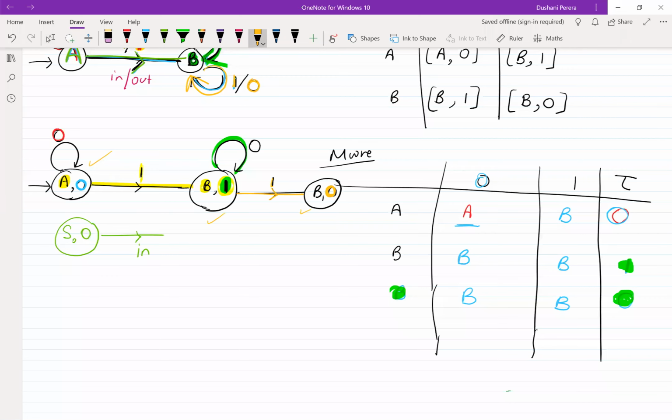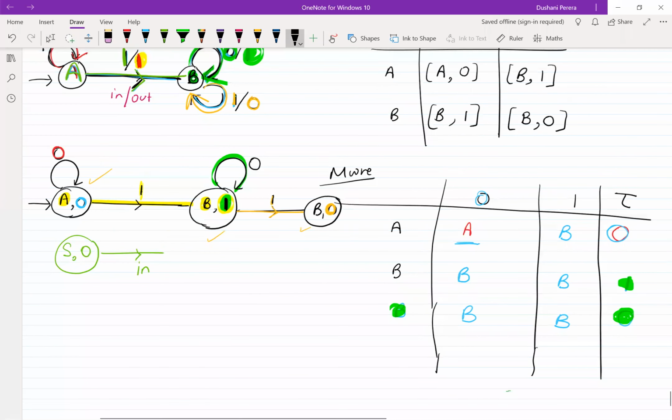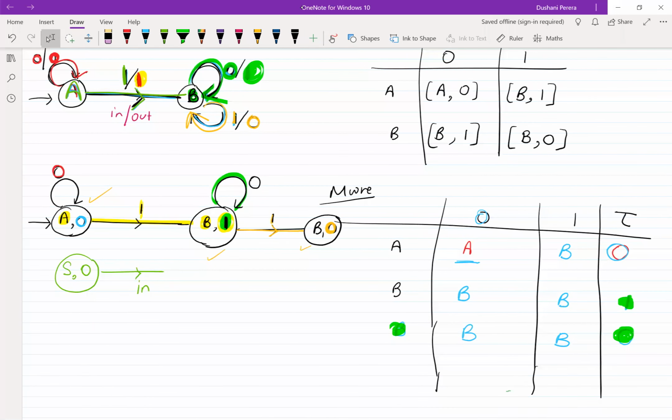Okay. So when at B0, if you get a 0, right? When you're at B0 and you get a 0, what should you do? You come back to B and you print 1. So here, if you get a 0, you have to come back to the state which will give you 1 as the output. Okay.